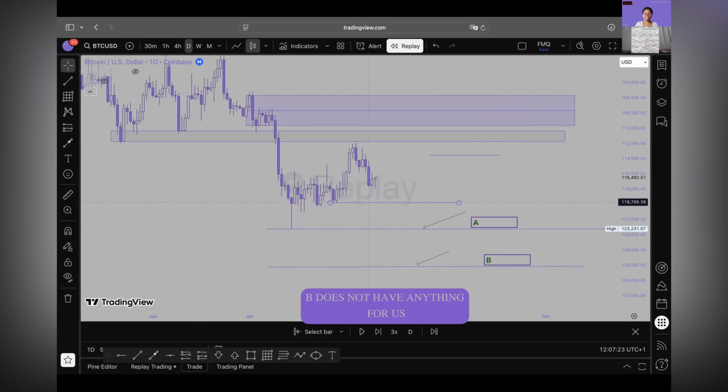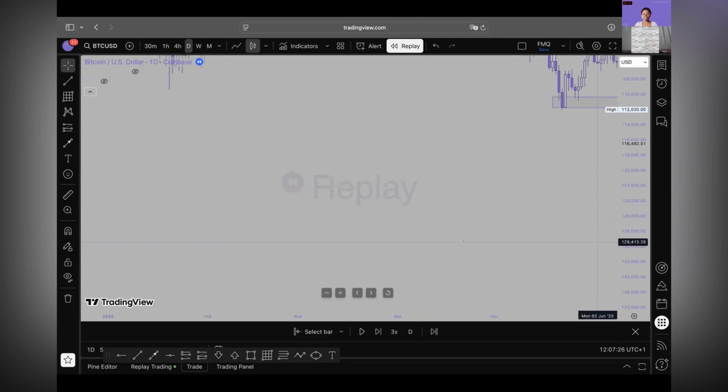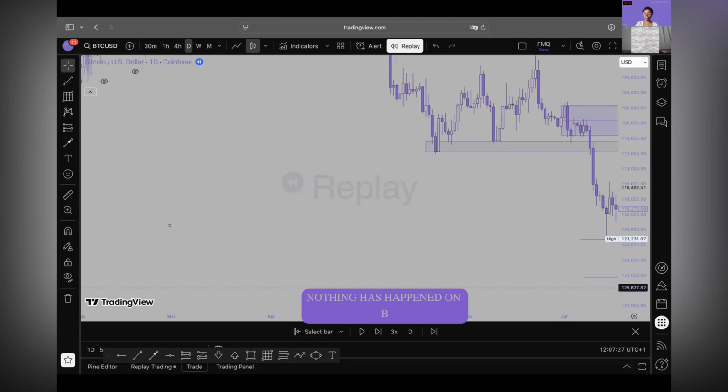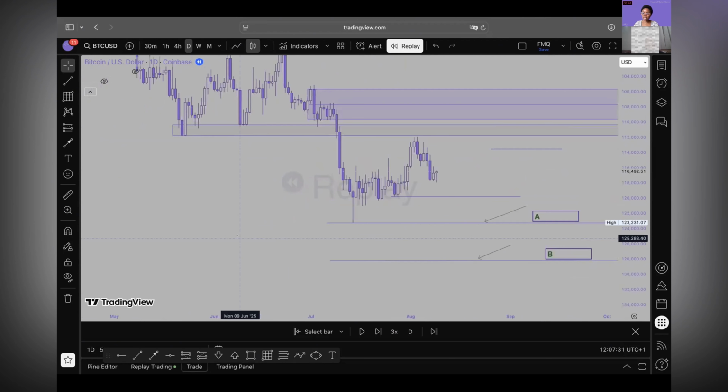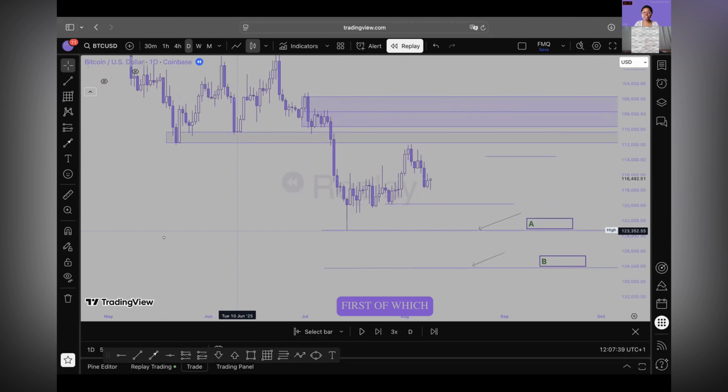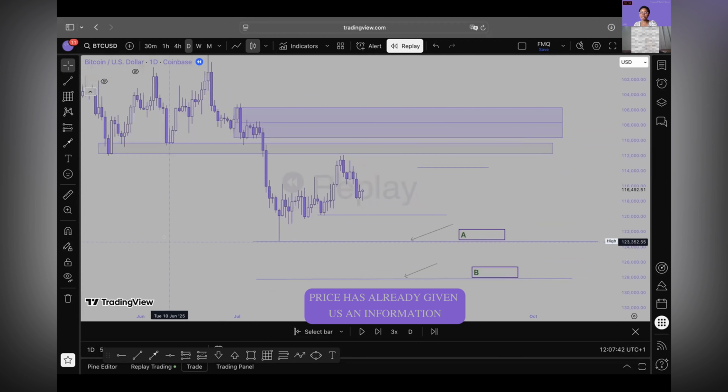B does not have anything for us. There's nothing on B. There's no price action on B. Nothing has happened on B. So we cannot even be certain that it will even come to B. That's you predicting the future, that price will come to B. Look at what is happening right in front of you, first of all. And what is happening right in front of you is that price has already given us the information that A is the nearest zone you sensibly want to target.